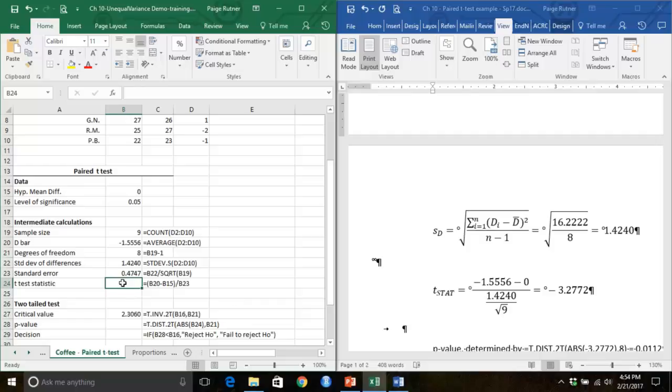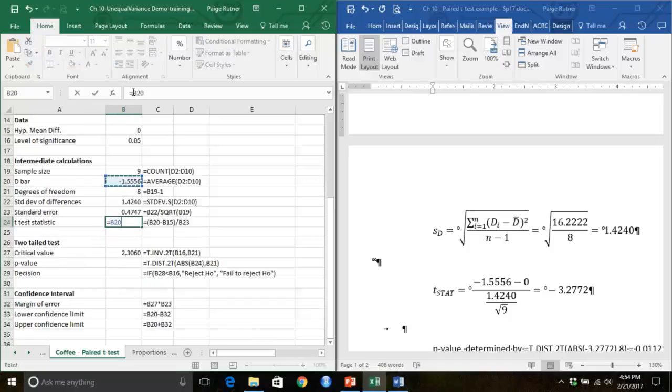Test statistic we're going to compute by taking our sample mean, and I am going to put a parenthesis in front of that because I want to subtract my hypothesized mean difference. Close my parenthesis before I divide by the standard error. And so we get a test statistic of minus 3.2772. And got it in my formula. Also have it written over in my computation over here.